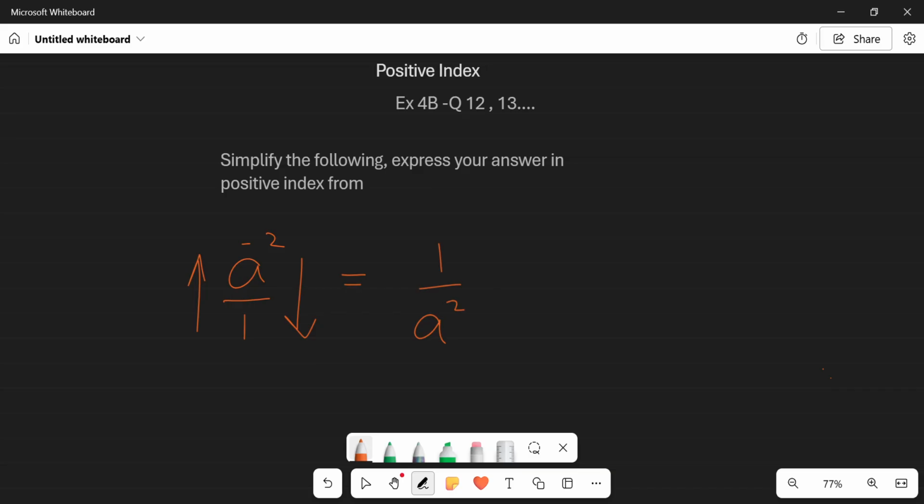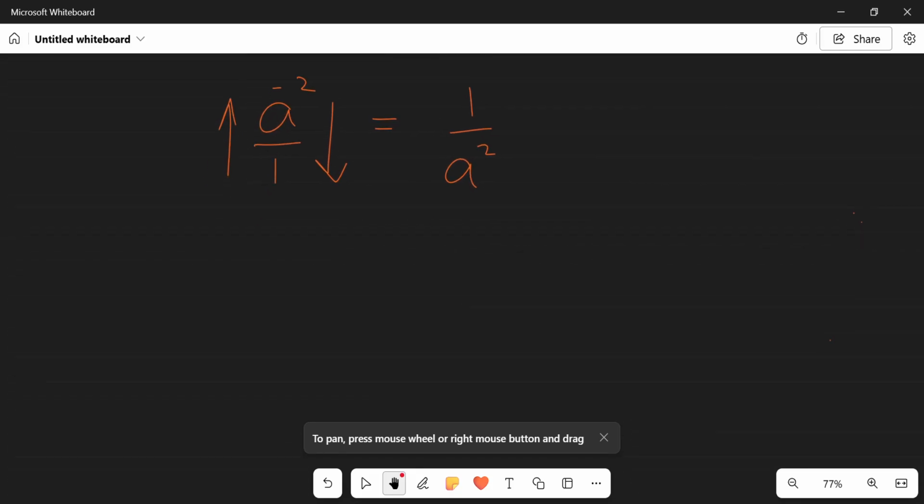Now we will solve a few questions related to the negative index. We will simplify those upcoming questions and express our answers in positive index. So here I have mentioned exercise 4B, question number 12 and question number 13. Let's solve a few questions so you will understand the concepts of how to convert negative exponents into positive exponents, right? So the first question.